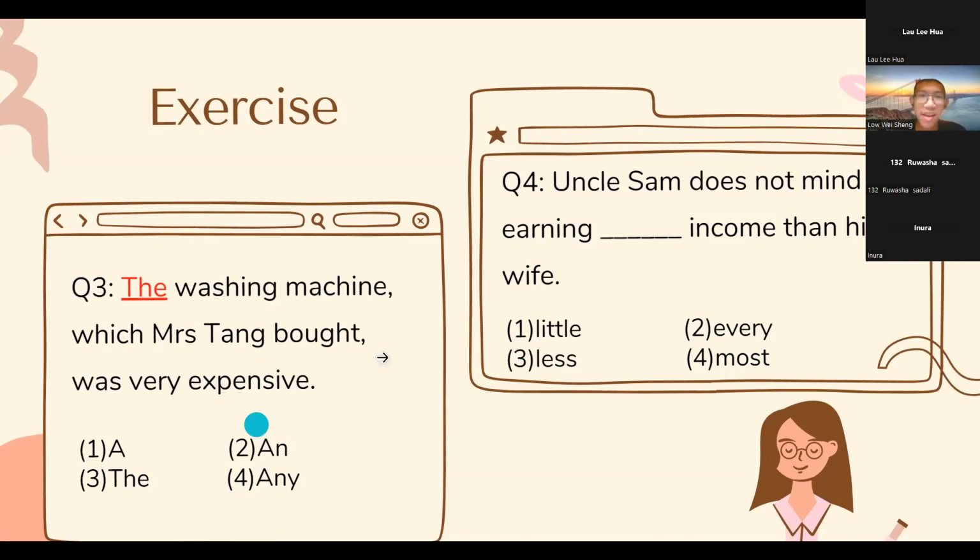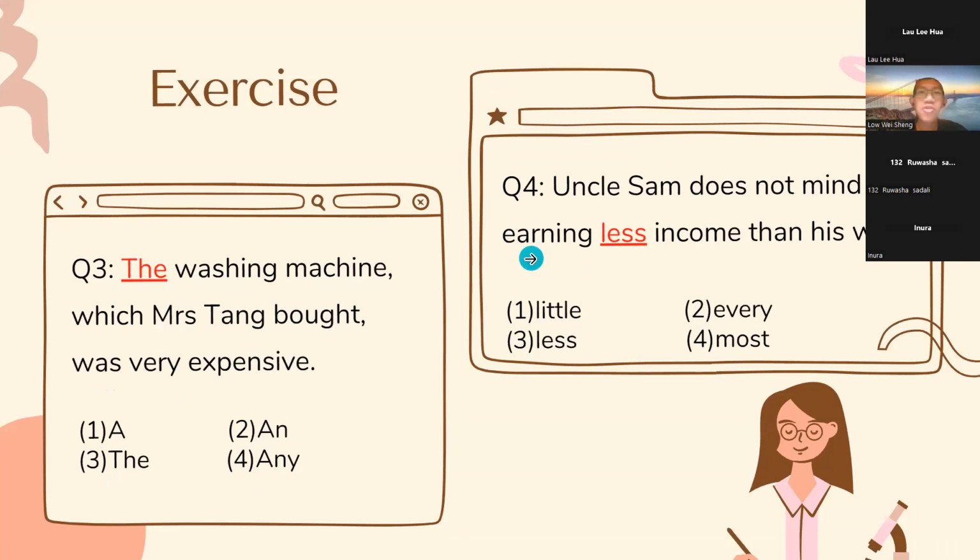So the answer is less. You're all correct. So why is it less? The most important part about this question is that Uncle Sam does not mind earning what income than his wife. So there's a comparison here, and it's a second degree comparison because you're only comparing two people, and so only less is the kind of term that describes a comparison between two people, between two things. The rest are not really comparison words, so we can't really use them.